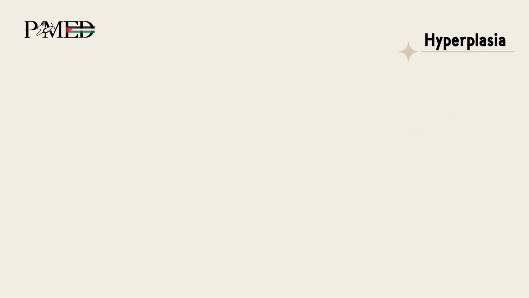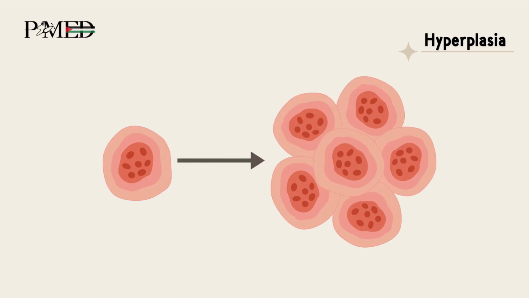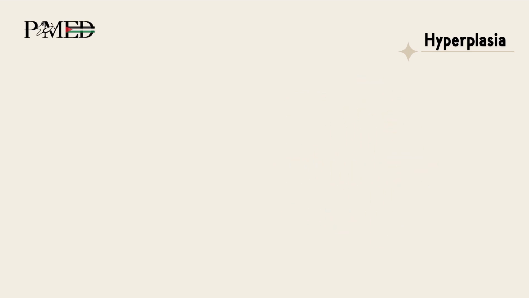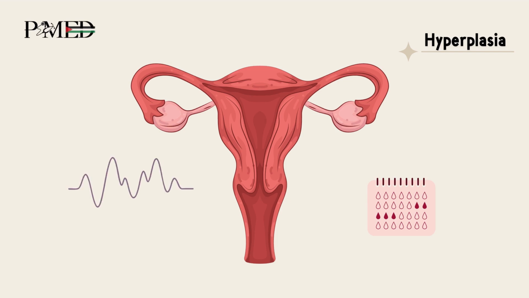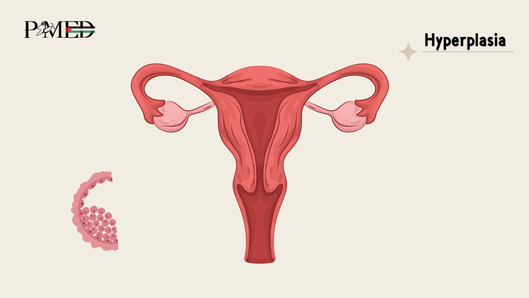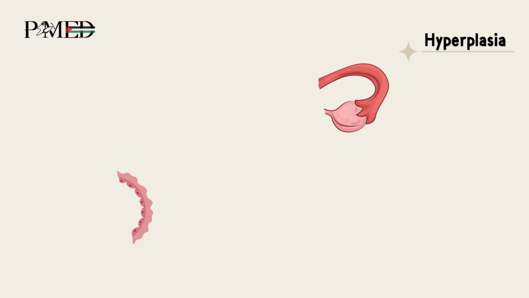Hyperplasia. Hyperplasia is an increase in the number of cells, and it only occurs in tissues that are capable of division. A well-known example is the endometrium during the menstrual cycle. Under hormonal influence, the cells rapidly proliferate to prepare for possible implantation.